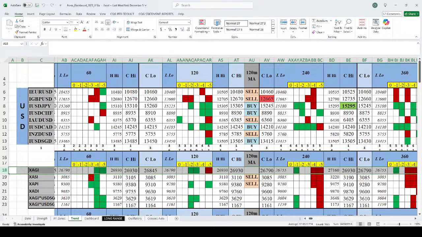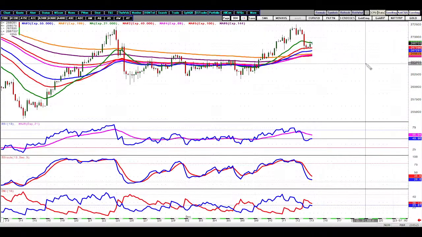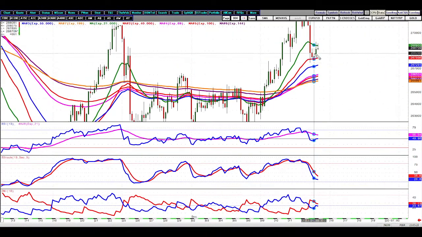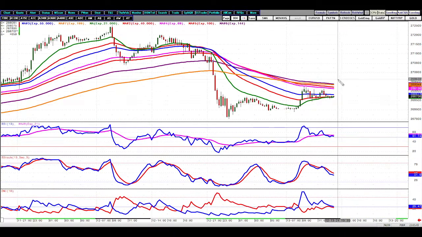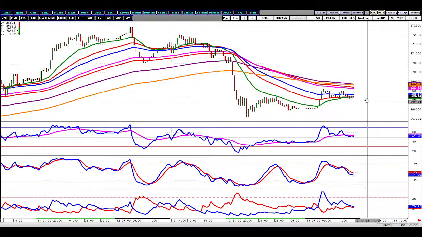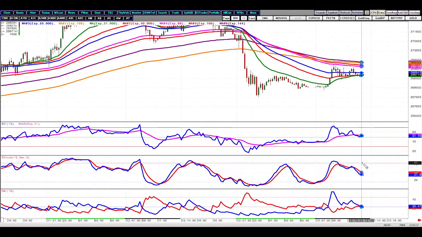Okay, now let me change the chart. So I got to use the 240 chart. This is 4 hours. So 4 hours. Okay, the next 240 has just started. So we have another 4 hours left on this trade. Now we are seeing a range here. So what I see is, right now this is in a range.